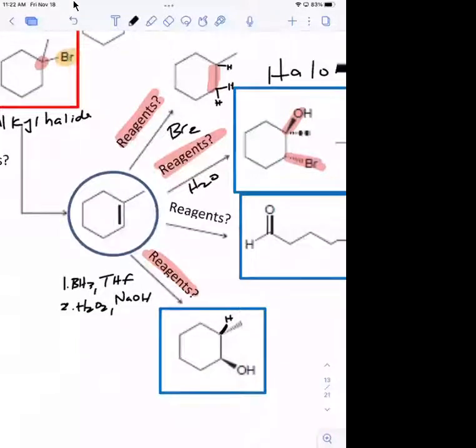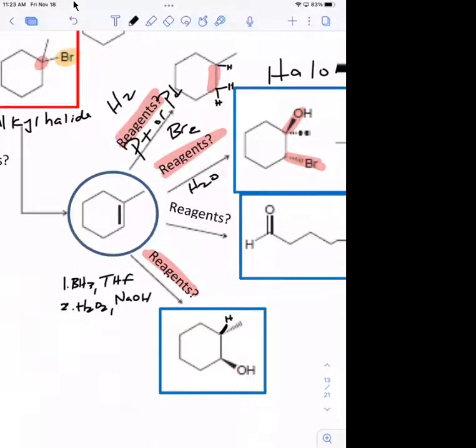Anybody? How do I add a hydrogen to each carbon in the alkene? Would it be hydrogenation? It's a hydrogenation. Good. And what are the reagents for that? You're right. So it'd be hydrogen gas and platinum or palladium. Both of those catalysts work. But that's how you would do that.